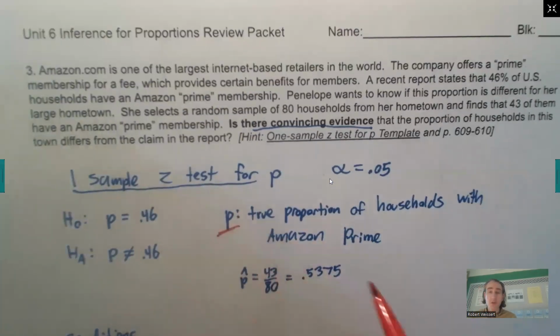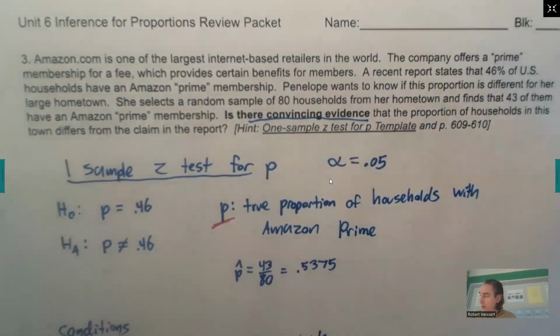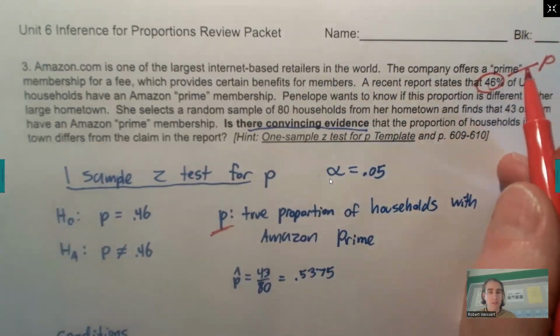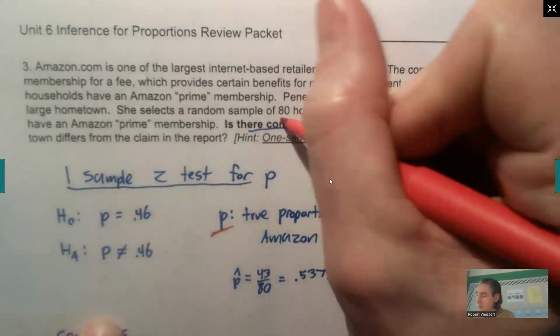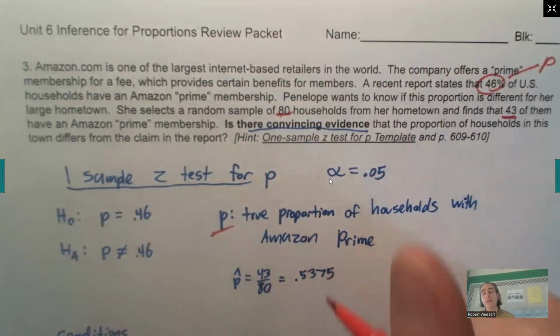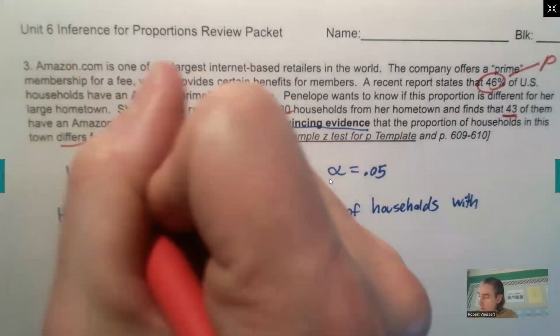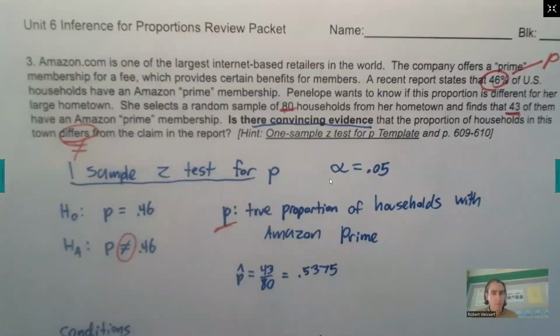Define p, the true proportion of households with Amazon Prime, and calculate that p hat. In this case, we're going by this report that 46% have Prime, and the sample was 43 out of 80. If we calculate that, we get 53.75%. Now we have some evidence that the proportion is different, but do we have convincing evidence it's different? One other thing, we want to make sure we use not equals, because when you see the word differs, that's not equals. It's not greater than or less than, it's just different.